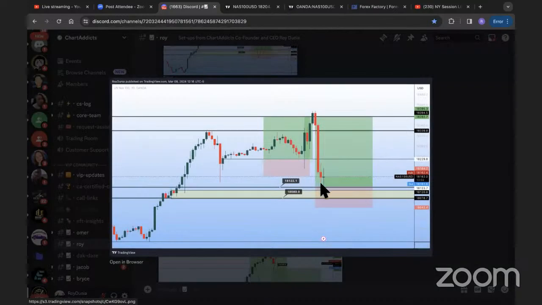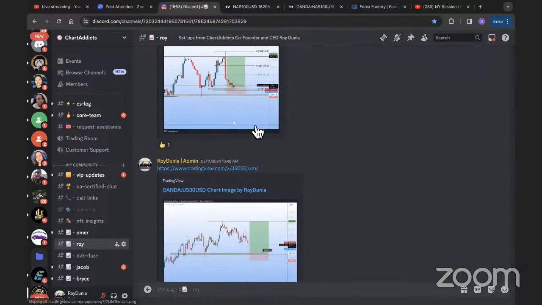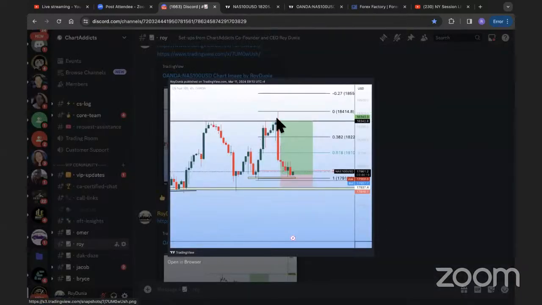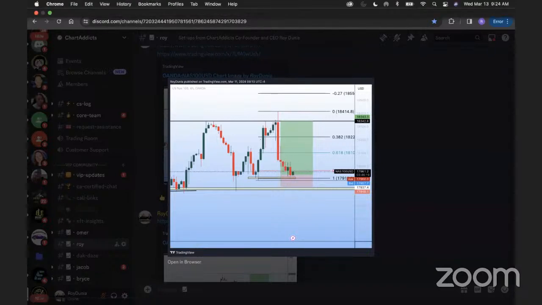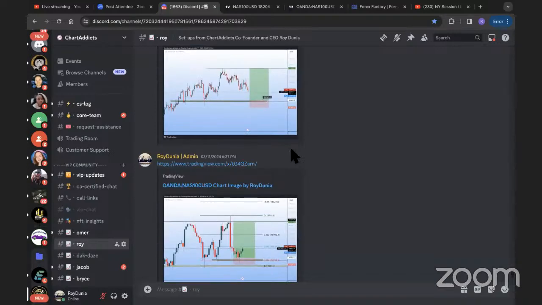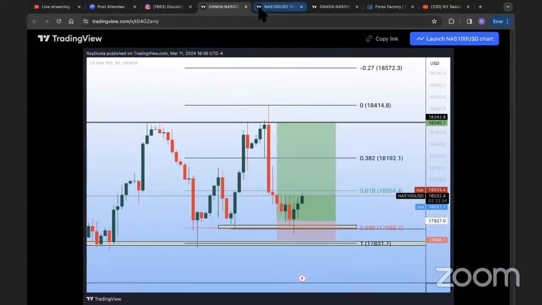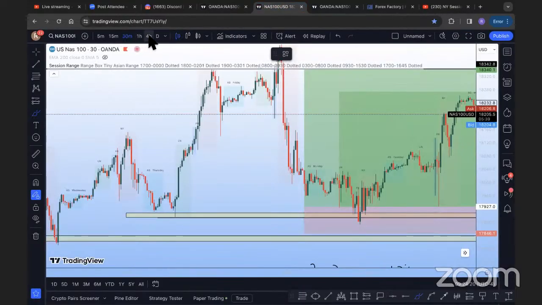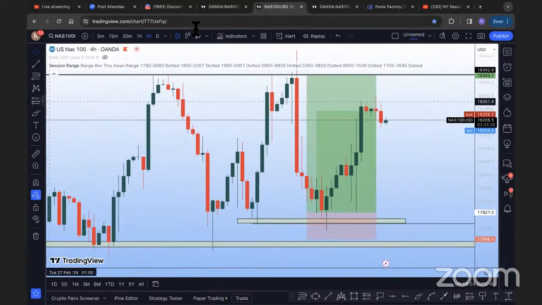Okay, so the first area at 121 got rejected. I think the trade ended up going 1-to-1 and then came all the way back down. This is the second trade that we entered. This was on Monday. So let me get this before and afters here. This is the 4-hour. Okay, beautiful.